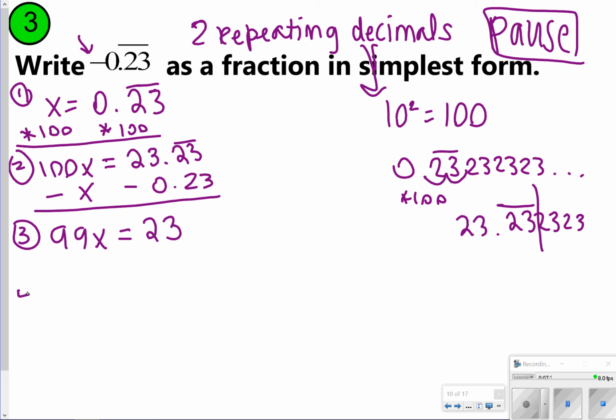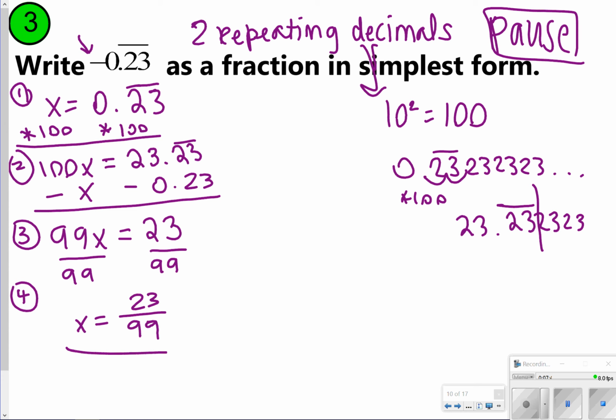Then step 4, we're going to solve for x. So divide both sides by 99, and x is equal to 23 over 99. That cannot be simplified anymore, so we are done right there. Okay, noticing a lot of your answers have 9s on the bottom. That's totally fine. Oops, I forgot the negative. So negative 23 over 99. Sometimes you won't have a 99 on the bottom because you simplified.